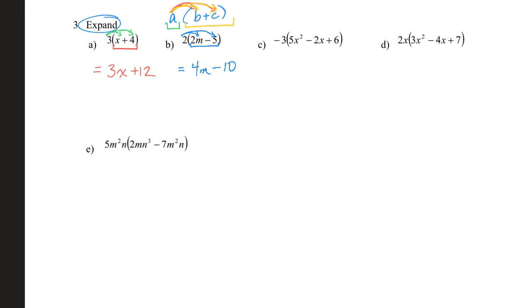Okay, and we're back. So for question C, I need to multiply my negative 3 times every term inside the brackets. So I'm going to expand those full brackets, and there is my negative 15x squared. And then when we multiply our negative 3 times our negative 2x, we should be good that a negative times a negative gives us a positive. There's our 6, and then we have our x. And then when we expand our negative 3 times our positive 6, we get a negative times a positive, which is a negative, and 3 times 6 is 18.